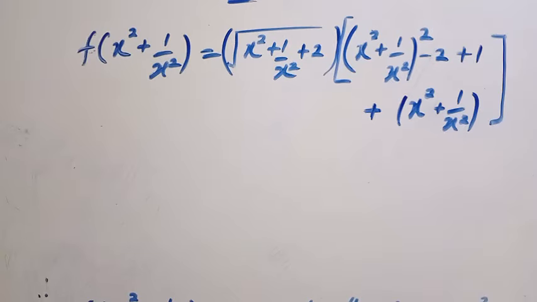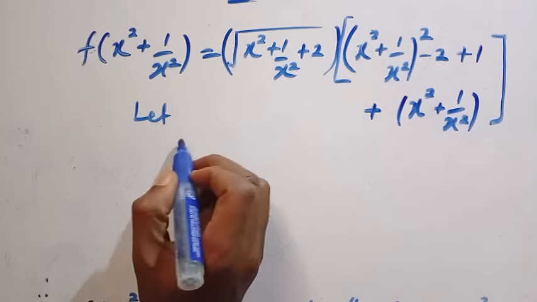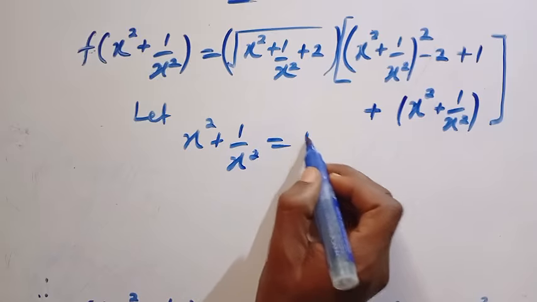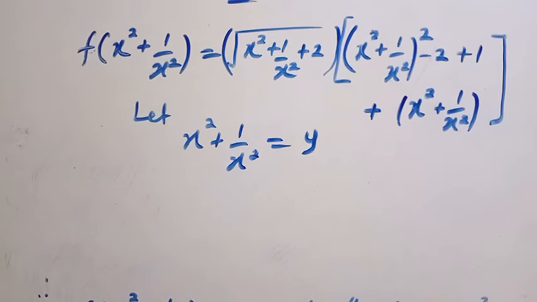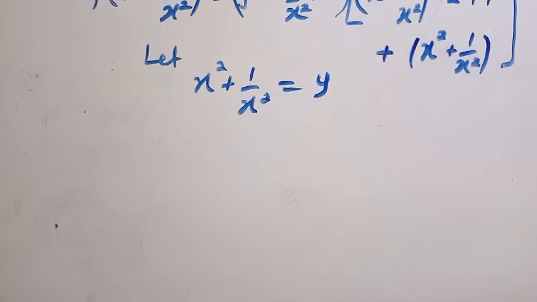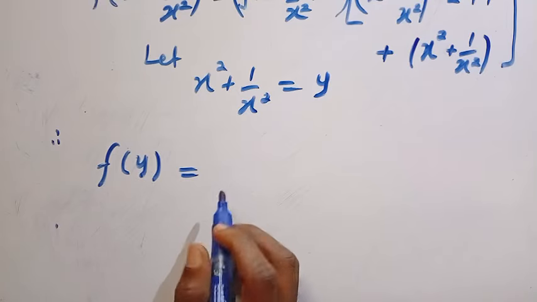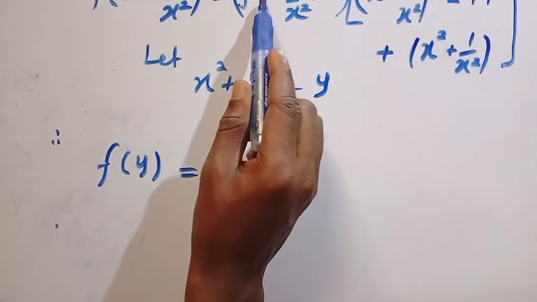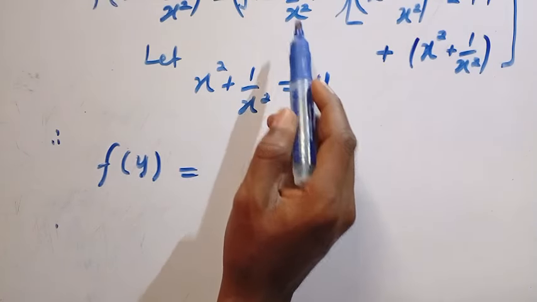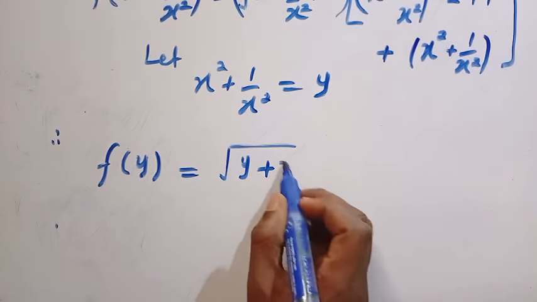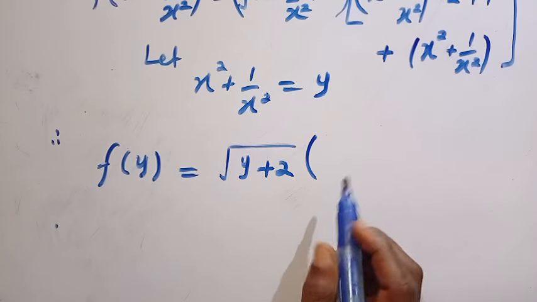So after having this, we're now going to let x power of 2 plus 1 divided by x power 2 be equal to y. So we can let it be y, or we can let it be another letter. So by letting it be y, we are going to have f of y equals, so for here we have x power 2 plus 1 over x power 2, which gives us the square root of y plus 2, open bracket.